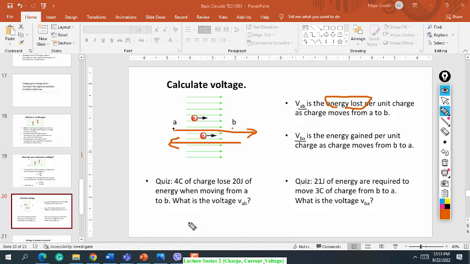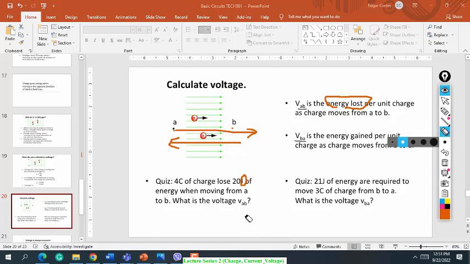So let's compute this one. Quiz first. Here we have 4 coulombs of charge that lost 20 joules of energy when moving from A to B. What is the voltage, or V_AB? So we have this unit, joule. What is joule, class?